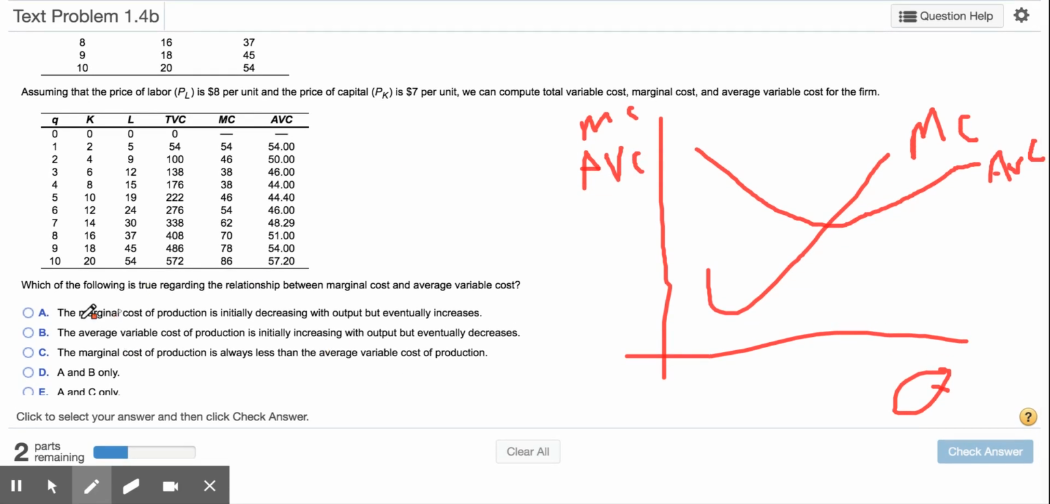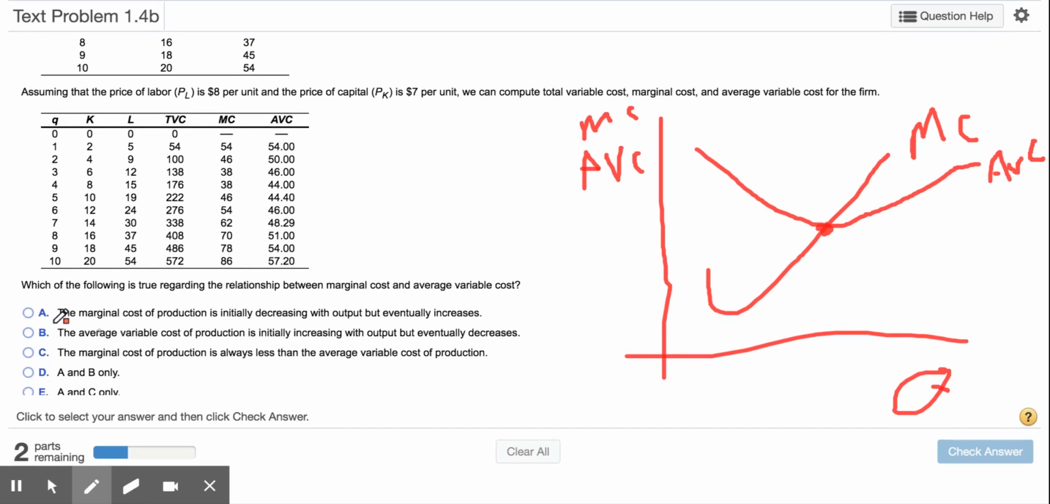Notice that this is the minimum average variable cost. Any point before this point, you see that average variable cost is higher than the marginal cost. The opposite is true in here, meaning that marginal cost is higher than average variable cost.